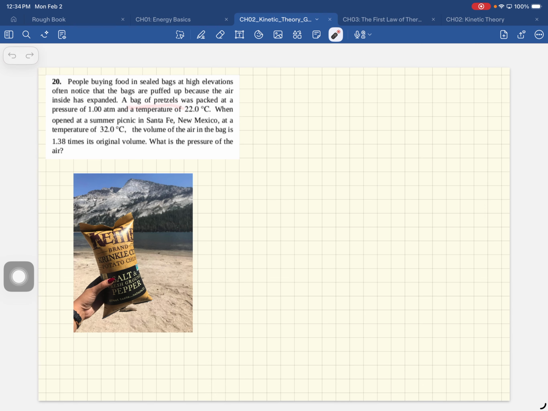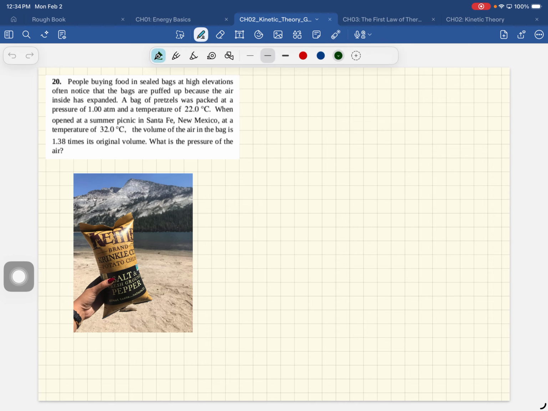A bag of pretzels was packed at a pressure of 1 atmosphere. So the bag was packed at sea level, at a temperature of 22 degrees Celsius. When opened at a summer picnic in Santa Fe, New Mexico, at a temperature of 32 degrees, the volume of air in the bag is 1.38 times its original volume. What is the pressure of the air?